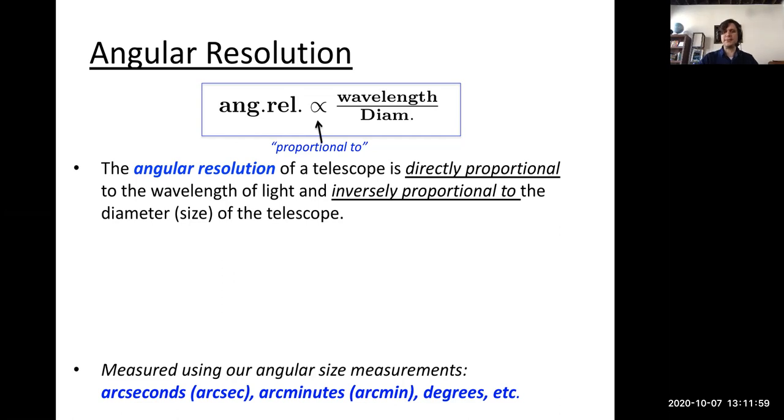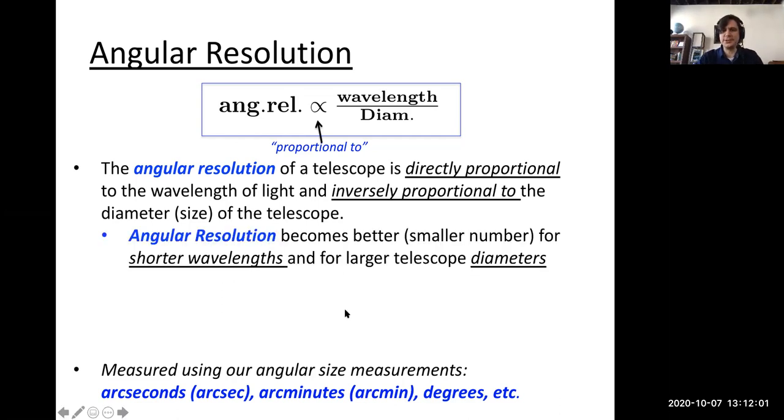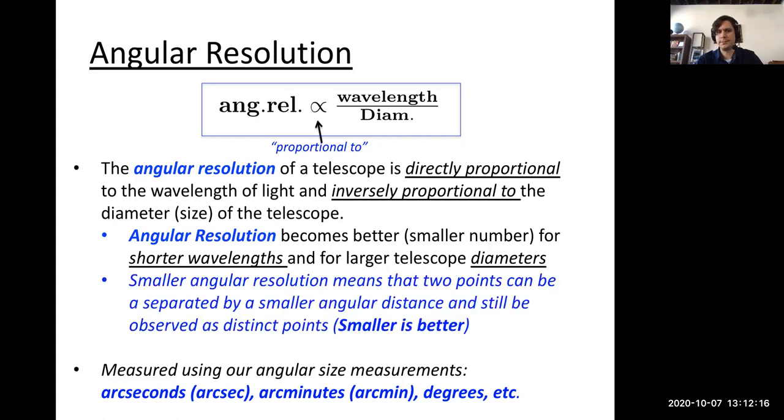So we can make the angular resolution smaller by observing at shorter wavelengths or by building telescopes with larger diameters. And remember, building a telescope with a larger diameter is also going to make faint objects appear brighter. We get a double win here. And remember that smaller angular resolution means that two points can be very, very close to one another, a very, very small angular separation between them, and you can still see them as distinct points.